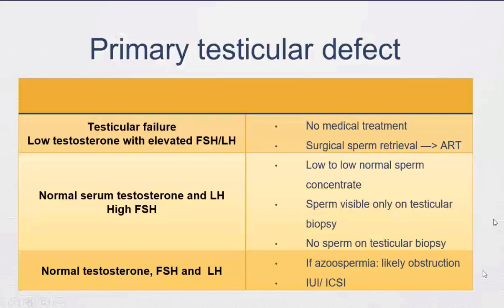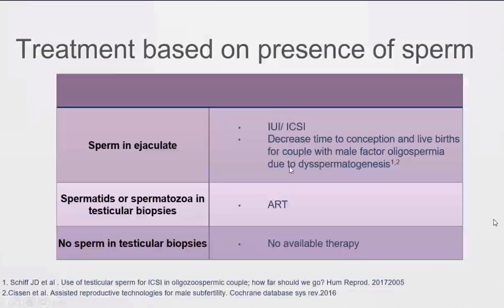So if we are able to get sperm in the ejaculate, depending on the severity, in mild cases, you can still do IUI. And in severe cases, you proceed with ICSI. This is to decrease the time to conception and live births for couples with male oligospermia due to dyspermatogenesis. And if you can only see spermatids or spermatozoa in testicular biopsies, you proceed with ART. And if there is no sperm, at the moment, there is no available therapy.